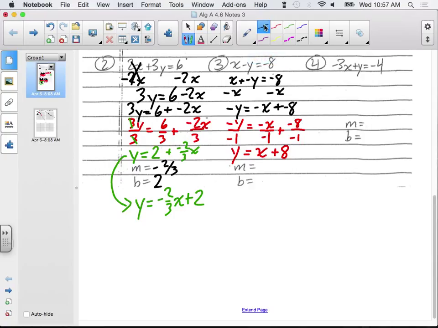So, I think everyone's done with number 3, so this is the equation I got. Is it in slope-intercept form? Yeah. So what's our slope for it? Negative 1/1. Who said that, don't raise your hand. Michaela? Aurora? Why is it 1?